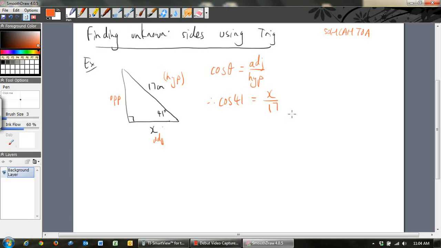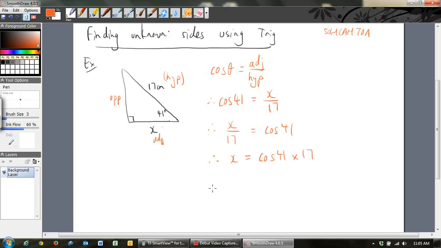Now this is just an equation that you need to solve, and cos 41, you'll see in a second, is just a number, so we'll just rearrange it, treating it exactly as if it's a number. If you're going to solve this, what you want to do is get x by itself. You want to get rid of that 17. First I'll switch sides, so x over 17 equals cos 41. Therefore, to get rid of that 17, you multiply both sides by 17, and you get x equals cos 41 times 17.